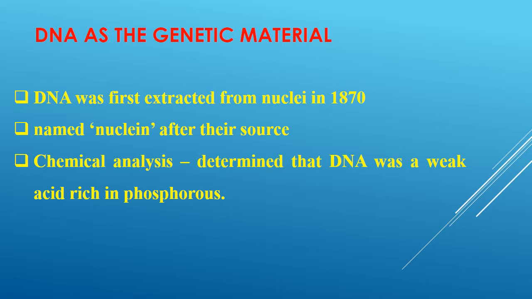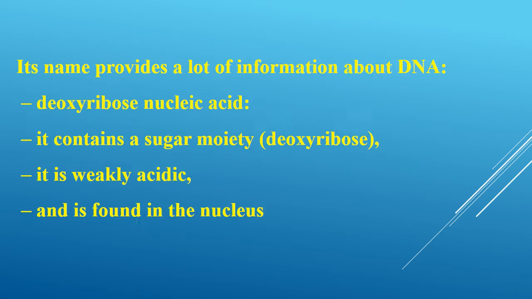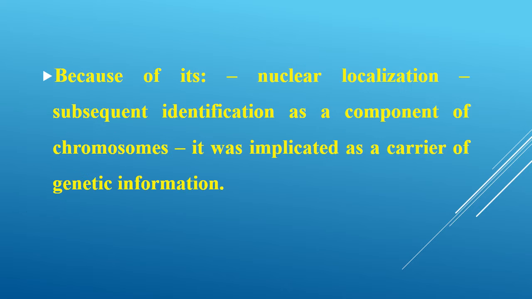Its chemical analysis determined that DNA was a weak acid rich in phosphorus. Its name provides a lot of information about DNA: deoxyribose nucleic acid. It contains a sugar moiety, that is deoxyribose. It is weakly acidic and is found in the nucleus. Because of its nuclear localization and its subsequent identification as a component of chromosomes, it was implicated as a carrier of genetic information.